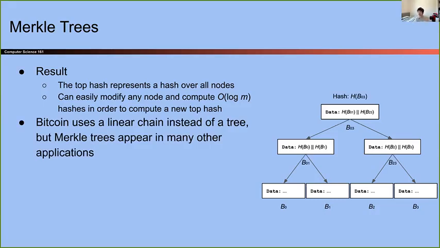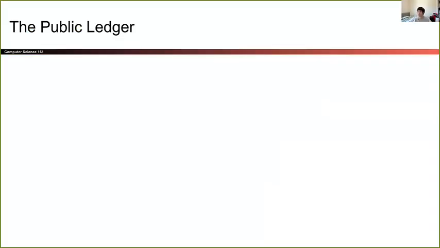Bitcoin is going to use the linear chain because we want that append only immutable structure, but Merkle trees appear in many other applications. And if you stick around afterwards, I can talk about how Merkle trees are used in Bitcoin, but not for the chain itself. So if you're curious, you can stick around afterwards.